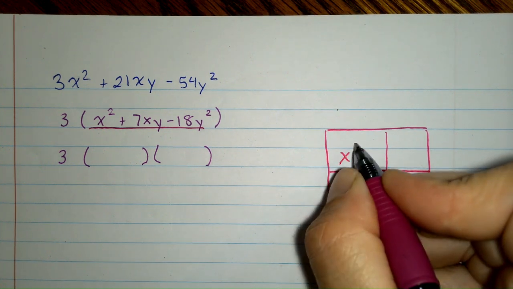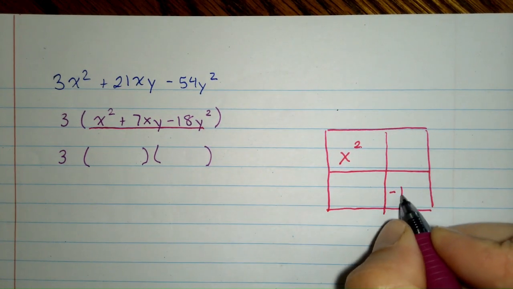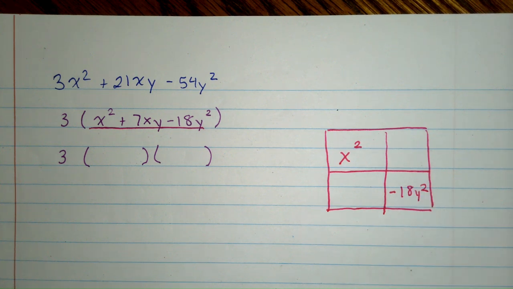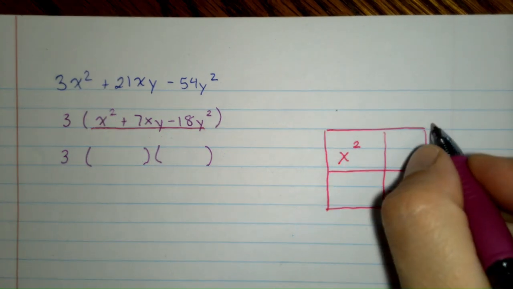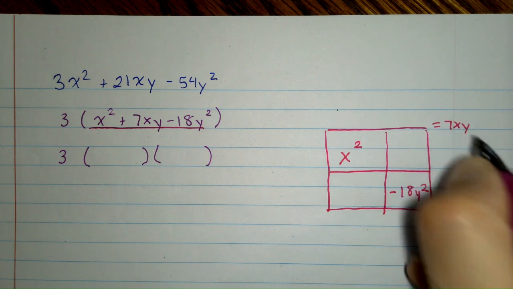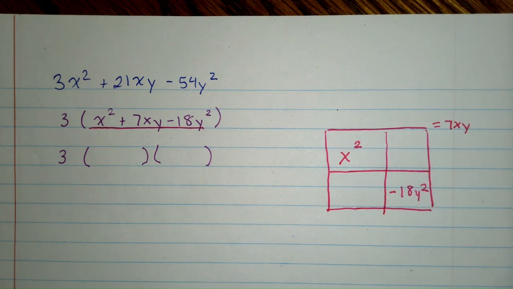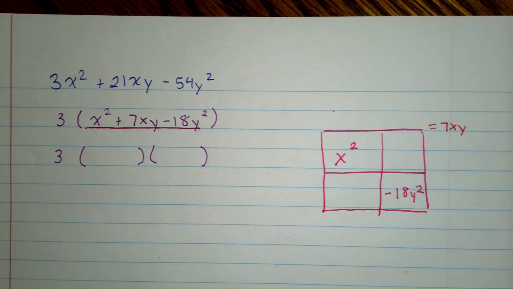The first thing was x squared. The last thing was negative 18y squared. And the middle was 7xy. Don't let the fact that there's extra variables mess with you. It's okay.